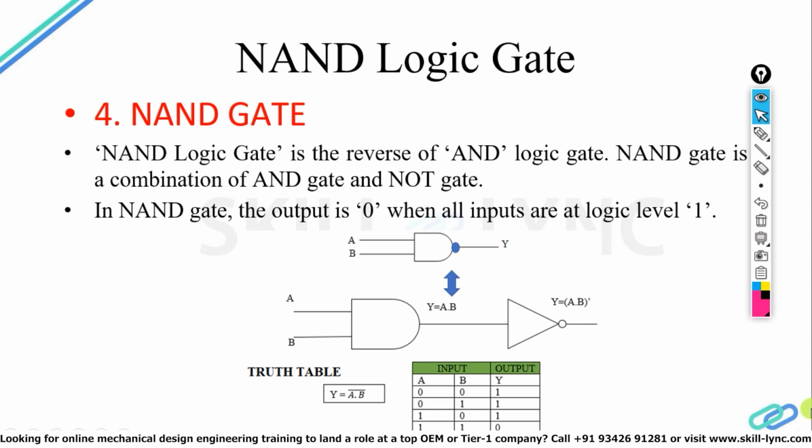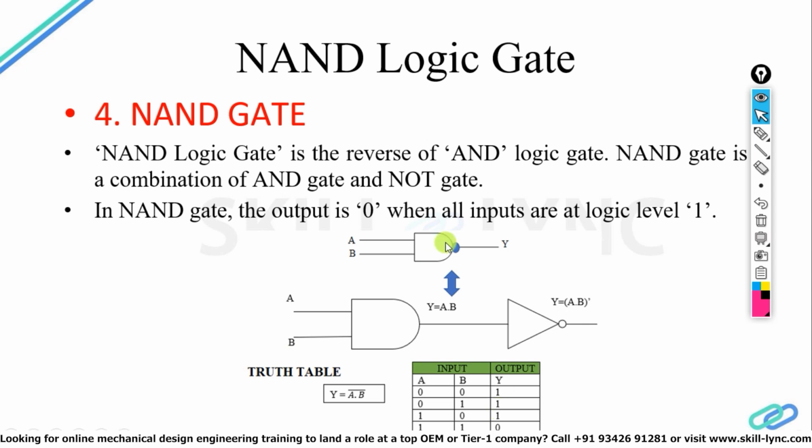In the AND logic gate, we have seen that the output is at high level when all the inputs are high. But in the NAND gate, we will see that the output is low when all the inputs are high. Means it is just the opposite. For the output to be high, at least one input should be at level 0.